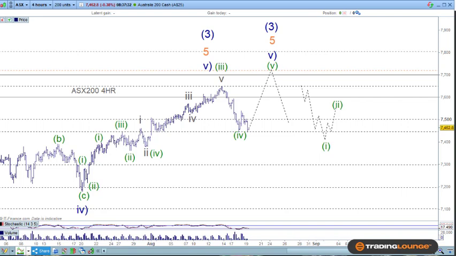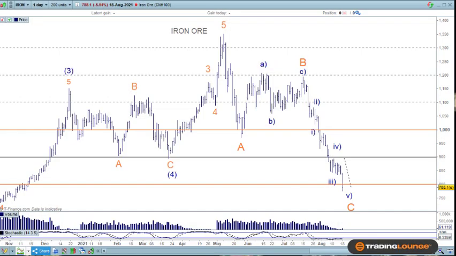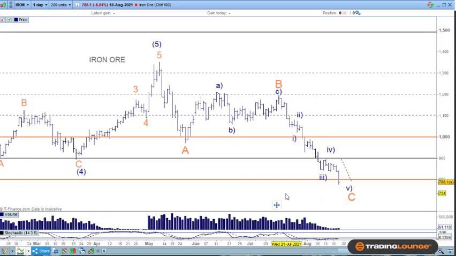Okay, that said, we'll move on to have a quick look. China's still in its little wave 4 there. Like I said, next week we'll have a look at the Shenzhen and the Shanghai markets, because they'll be a better representative of what's happening in China, rather than the A50, because we know that all the New York ADRs from China are being hammered, so it's not quite fair. Now, iron ore is still moving down.